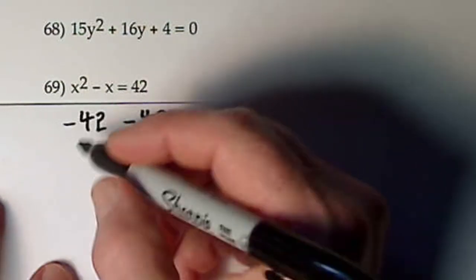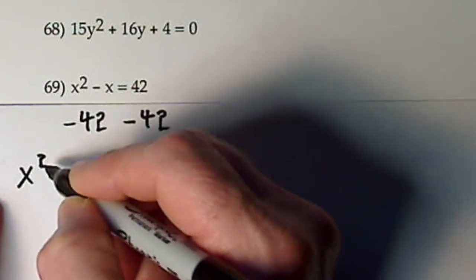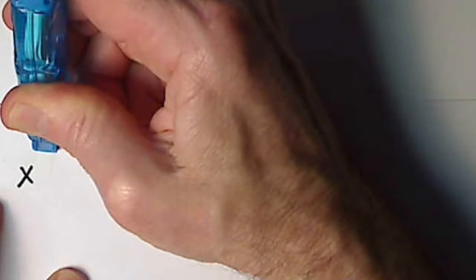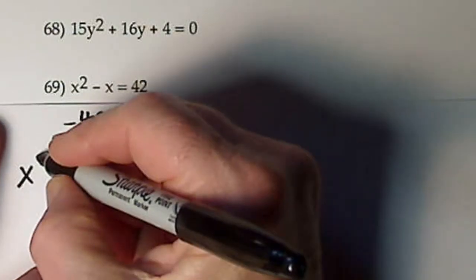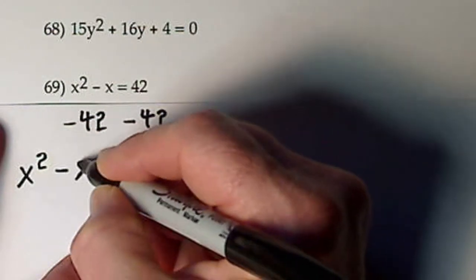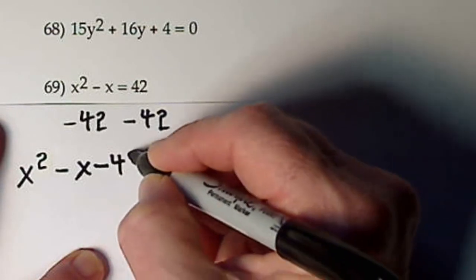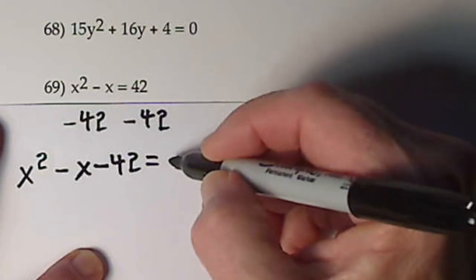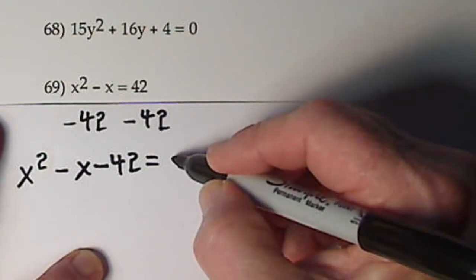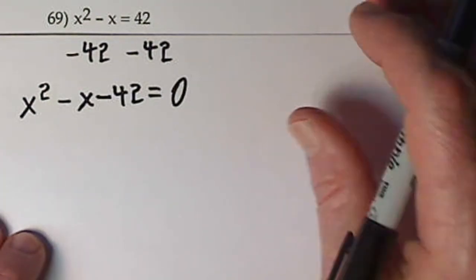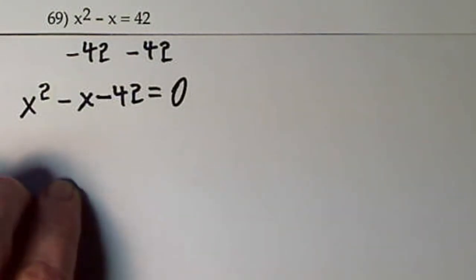And to rewrite this now, you have x squared minus x minus 42 equals, usually when you do this you don't have to write the 0, but I can't have air on this side of the equal sign, so now I have to write the 0. Alright, so let's slide this up and you proceed down your list.